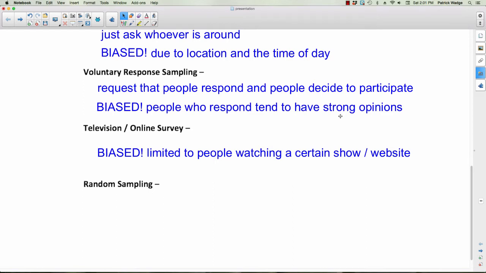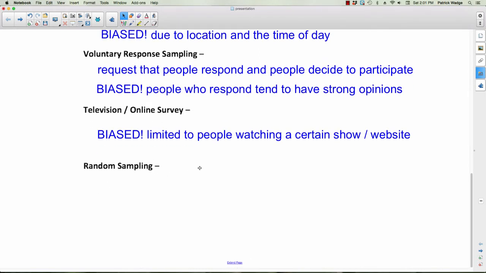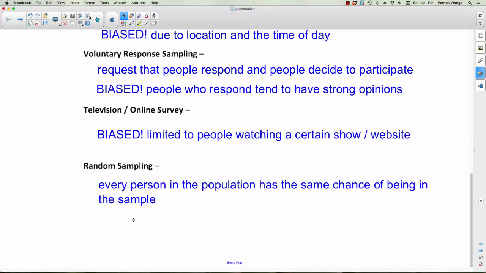And the other problem is you're tending only to have people with really strong opinions. All right, well, how should we sample then? We should do it randomly. We should do it in a way that every person in the population has an equal chance of being in the sample. It doesn't matter if you're boy or girl or transgendered or gay or straight. Everyone has a chance of being in the sample, regardless of age, race, everything.